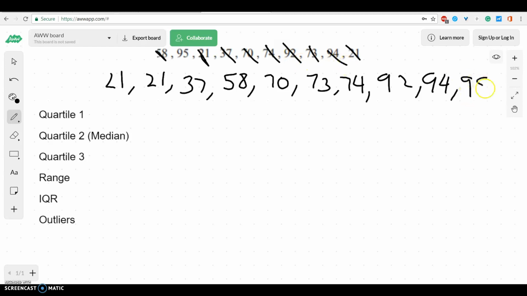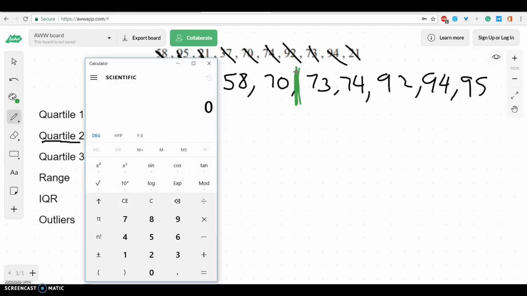and 95. The next thing I like to do is count how many numbers I have. I have 1, 2, 3, 4, 5, 6, 7, 8, 9, 10 numbers. So we have 10 numbers. And the first thing we want to do is find the median. You probably remember how to do this from before. To find the median, you find the halfway point. The problem is, with 10 numbers, you have 1, 2, 3, 4, 5 on this side, and 1, 2, 3, 4, 5 on this side. So the halfway point is right here, which that number doesn't exist.